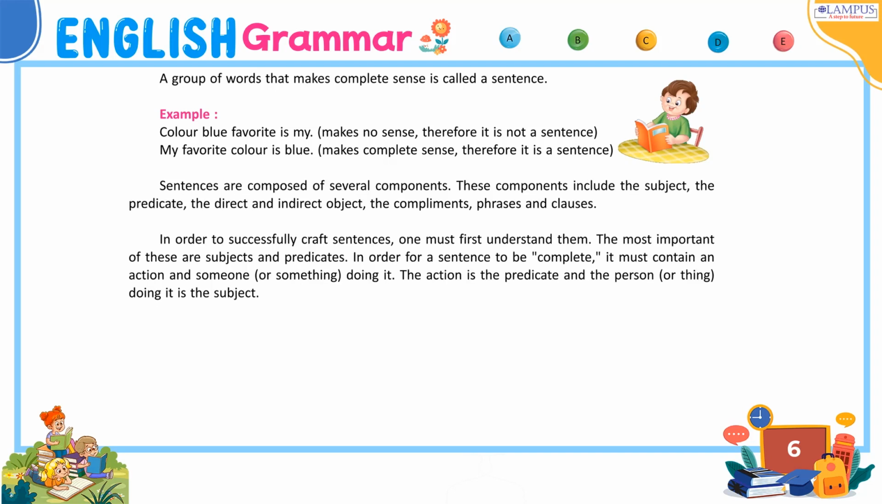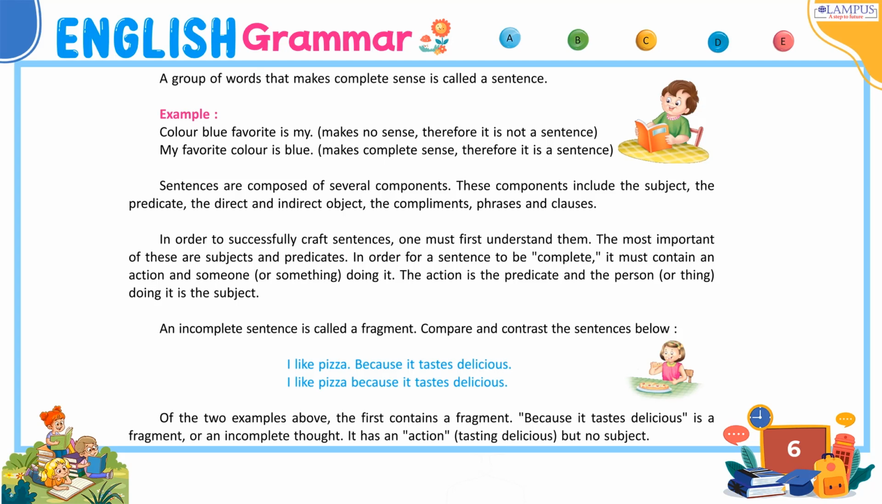Sentences are composed of several components. These components include the subject, the predicate, the direct and indirect object, the complements, phrases and clauses. In order to successfully craft sentences, one must first understand them. The most important of these are subjects and predicates. In order for a sentence to be complete, it must contain an action and someone, or something, doing it. The action is the predicate and the person, or thing, doing it is the subject.